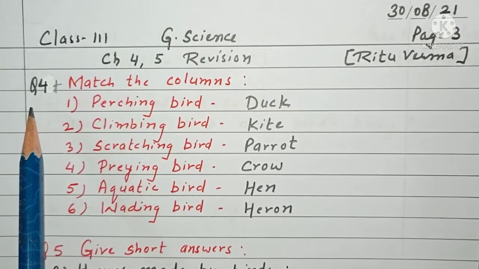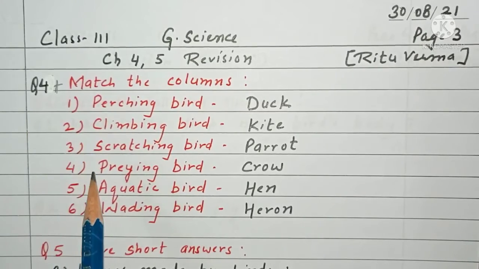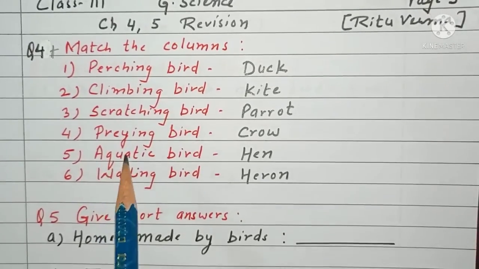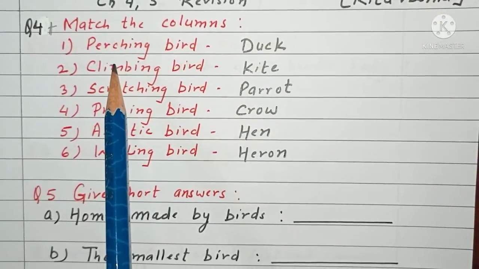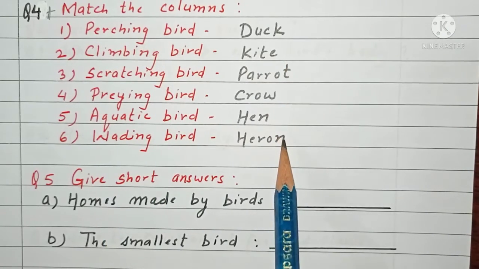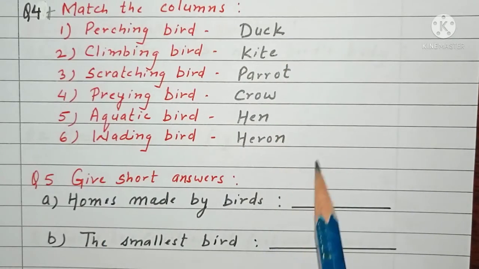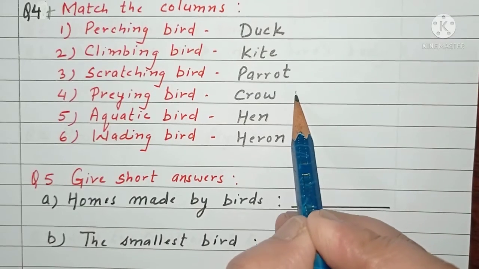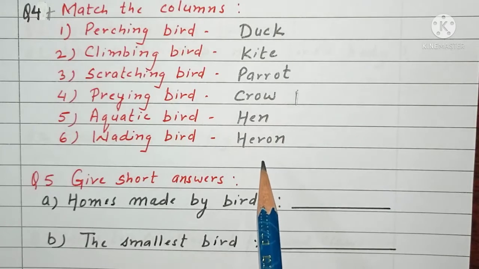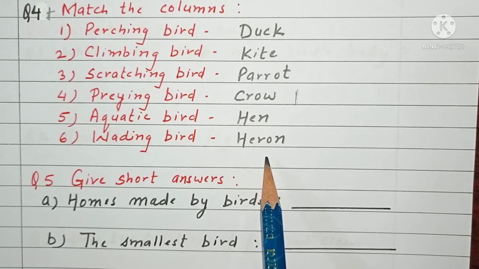In question number 4, the different varieties of birds are there, and you have to match the columns. That is, I'll give you one example how you have to write it, like perching bird. So select the perching bird. Here the perching bird is crow. So put number 1 on the perching bird. Similarly, put other numbers in front of the birds given.